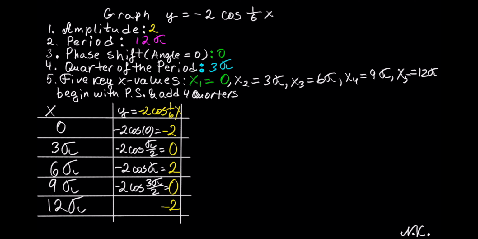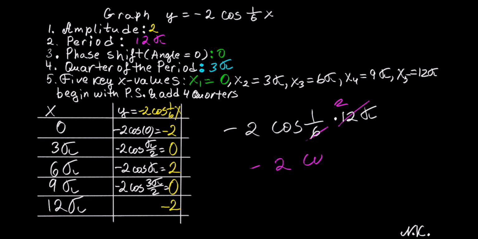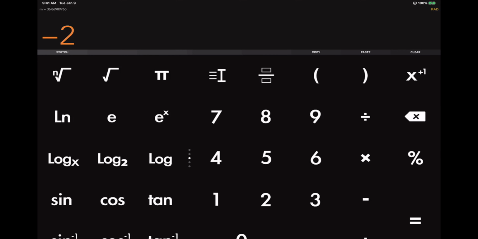And the last point can be calculated by taking -2 cosine of 1/6 x and substituting 12 pi in there. 6 goes into 12 2 times and we get -2 cosine of 2 pi. So -2 times cosine of 2 pi is equal to -2.